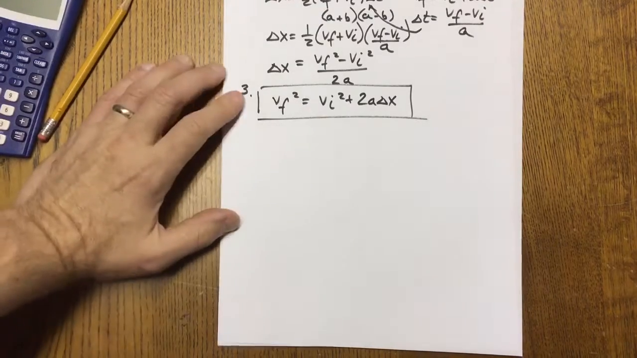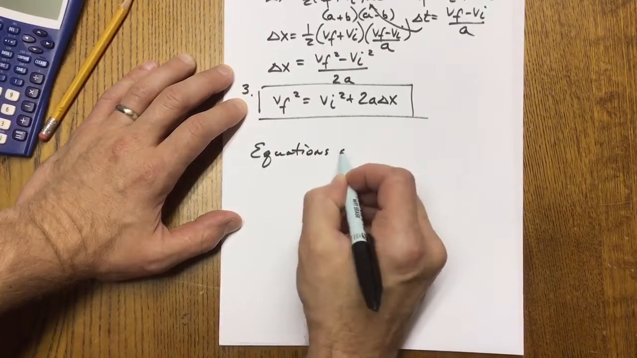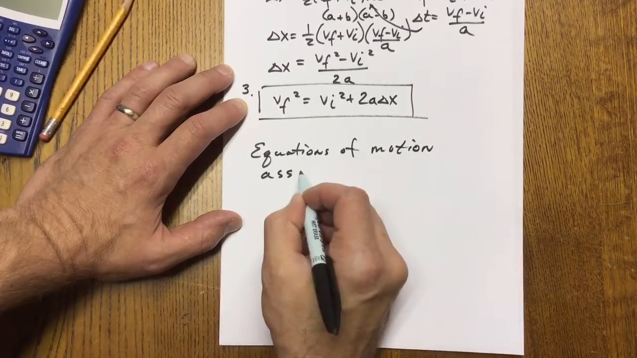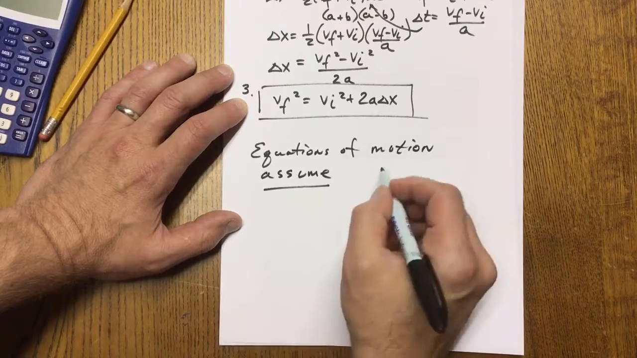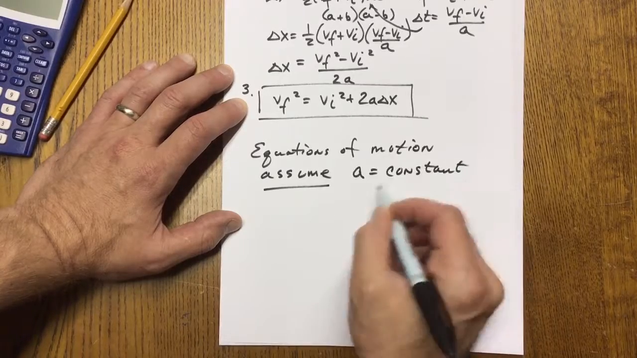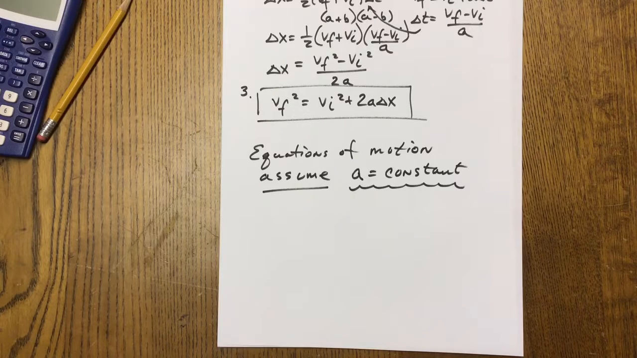Very important is that the equations of motion make a huge assumption, and that assumption is that the acceleration is constant. Just like our graphing exercises, if that acceleration is non-constant, then we can't solve them. So in this case, using these equations moving forward, we have to assume that the equations of motion will operate under the condition of constant acceleration.